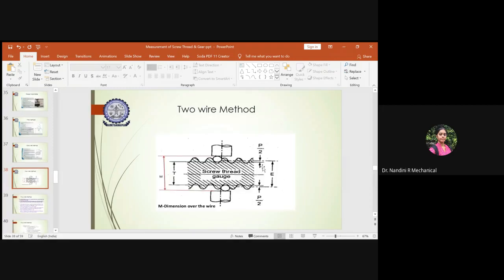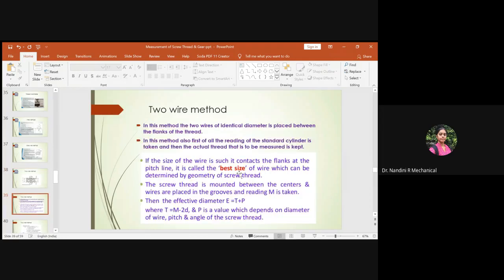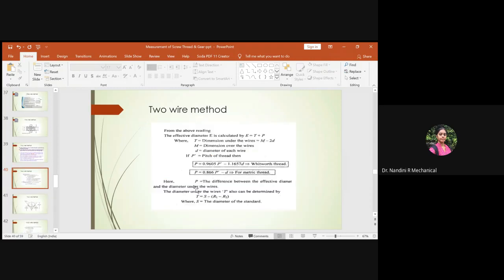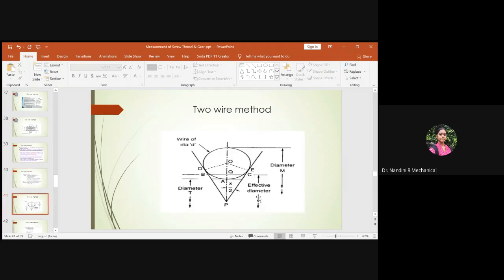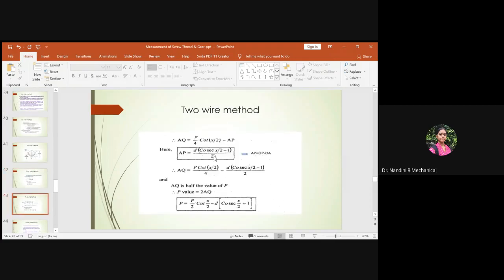So please show the screw thread gauge, which is the effective diameter where you are placing the wire. Then show all the terminologies and start explaining what each term is. What do you mean by effective diameter? Please explain the terminologies you are using, and finally show the value of the pitch diameter you are determining. So this is entirely for the two wire method.